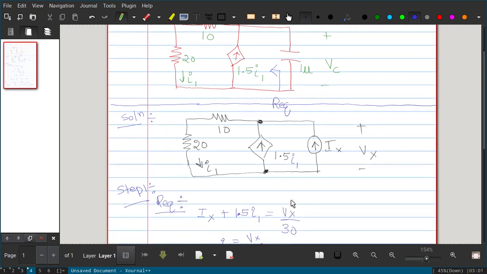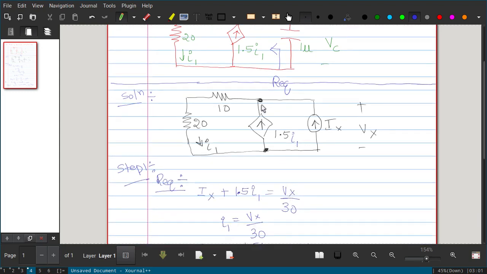To find R equivalent, apply KCL at this node. What are the currents entering? 1.5 I1 and Ix are entering, and the leaving current is the current through the 10 ohm and 20 ohm resistors. The current passing through the 20 ohm is I1, and the same current passes through the 10 ohm also. To calculate the current flowing through this, you should know the voltage across those two resistors, which is Vx. So the voltage across these two resistors is Vx, and the current passing through will be Vx by 30.